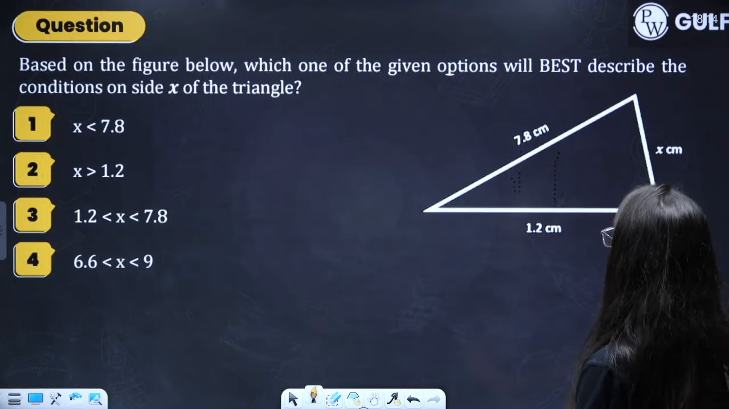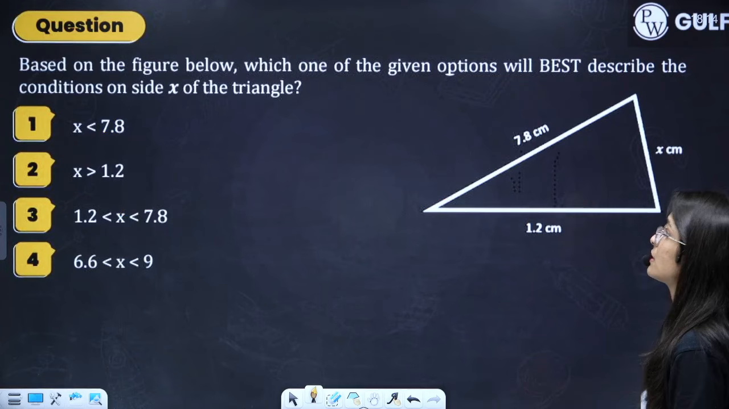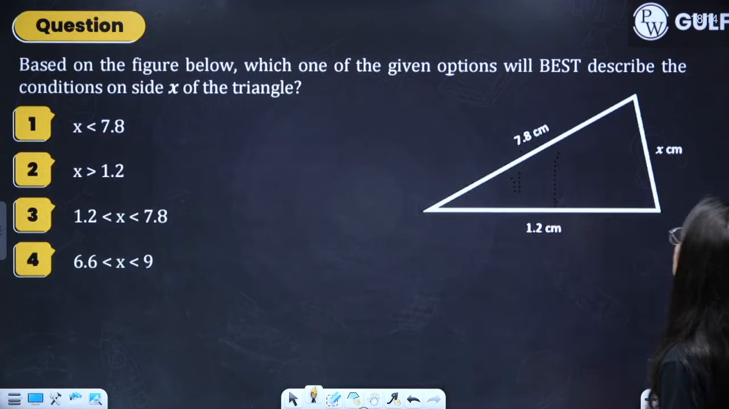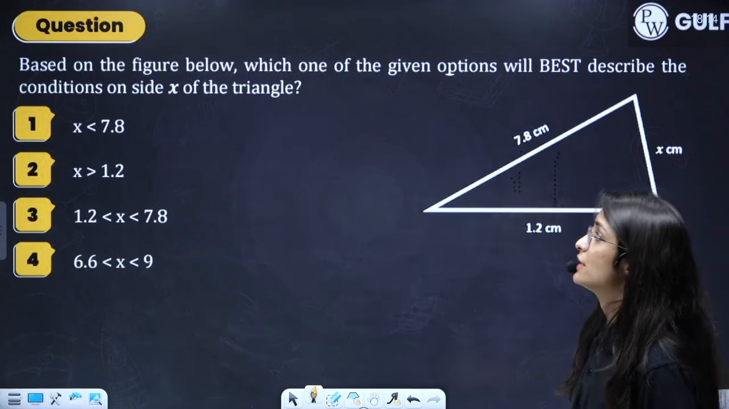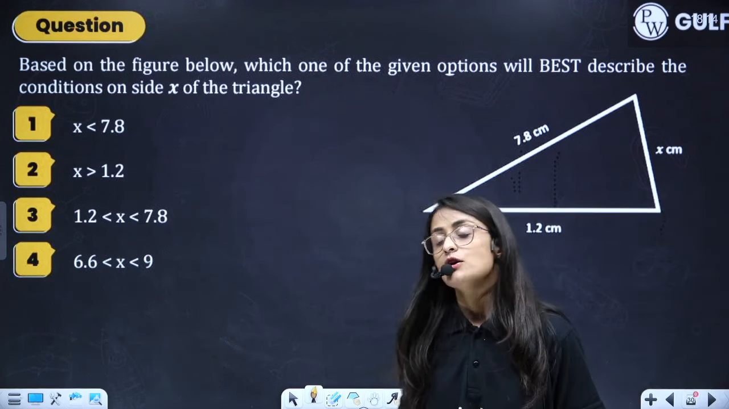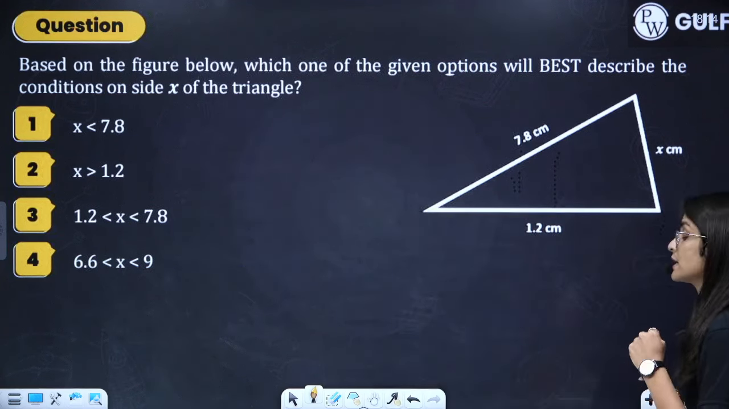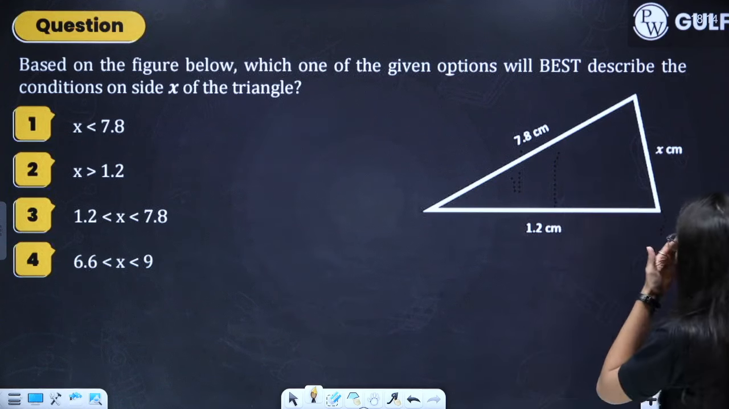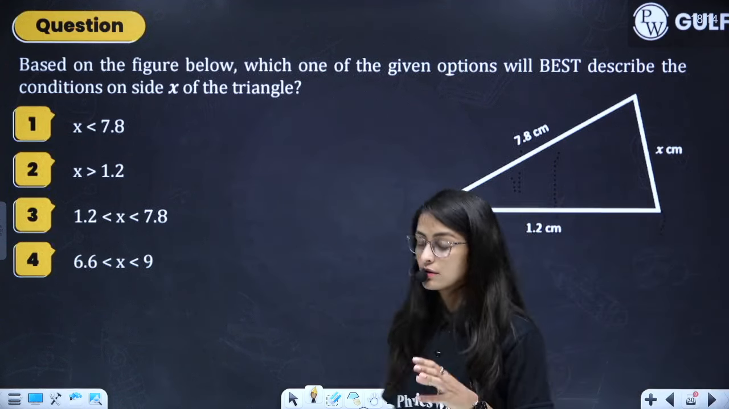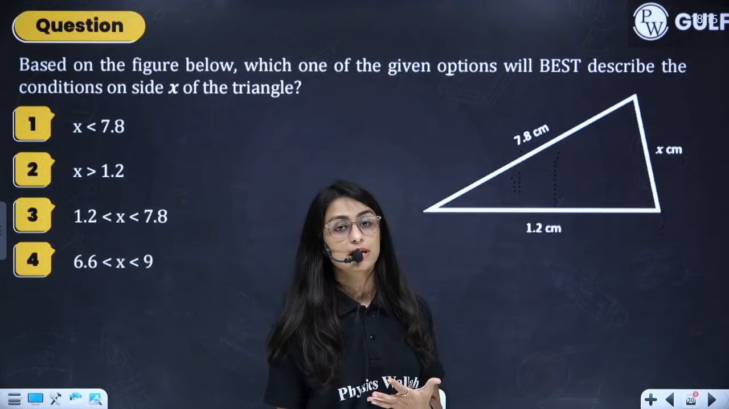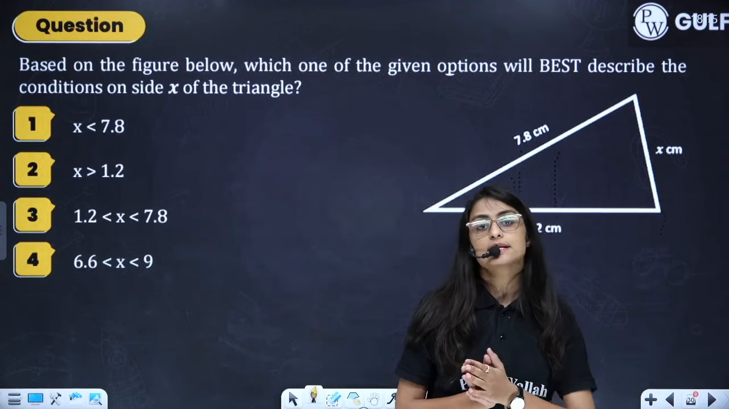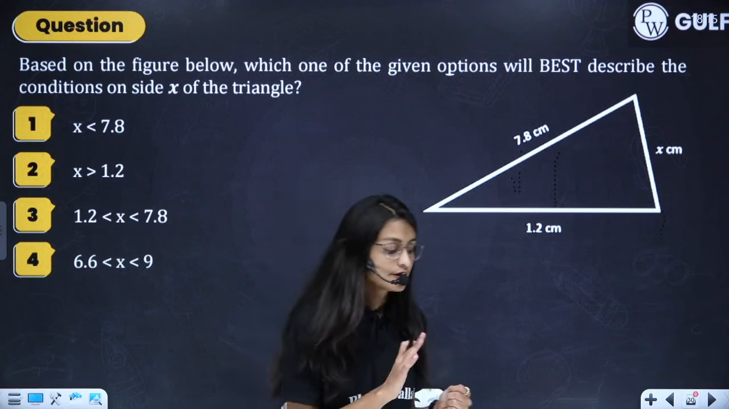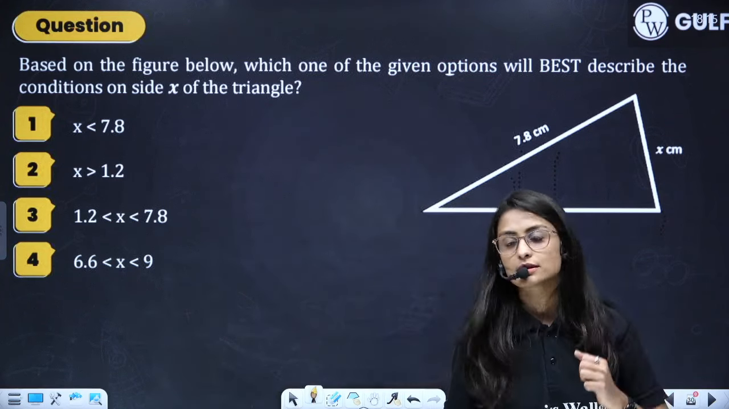Now, based on the figure below, which of the following given options will be the best? Describe the condition on the side x of the triangle. So students, here you have to use the concept of inequalities, right? Triangle inequalities will be used. We know that whenever a triangle is to be formed, the sum of two sides is greater than the third one and the difference between them is lesser than the third one, right?